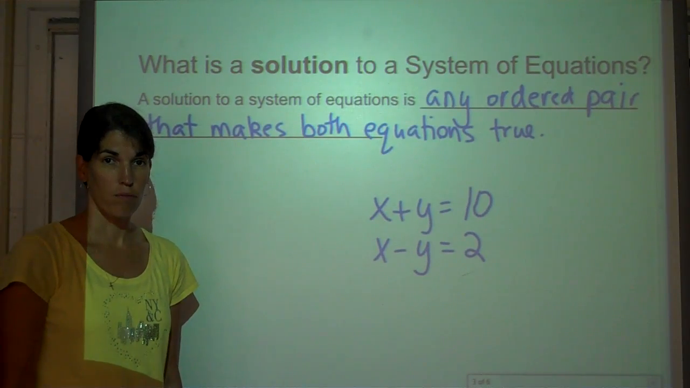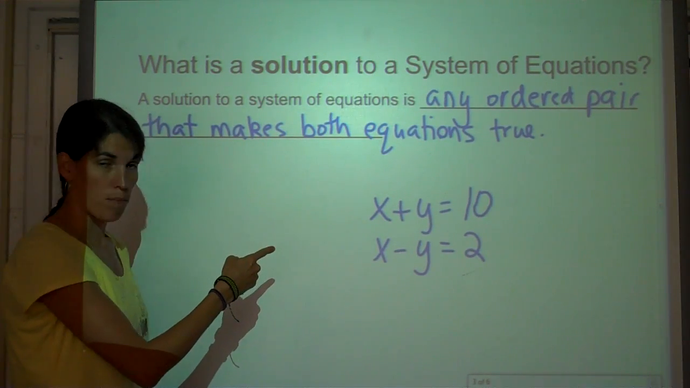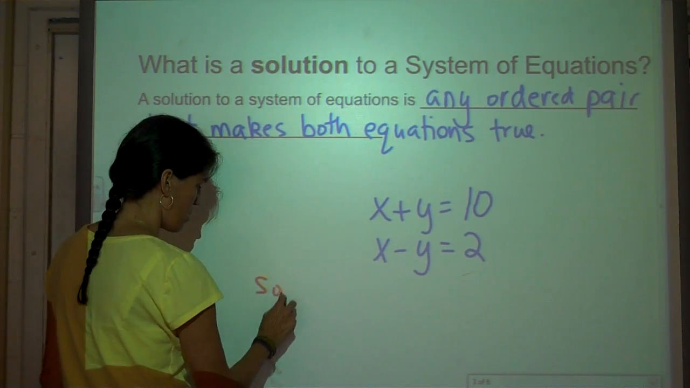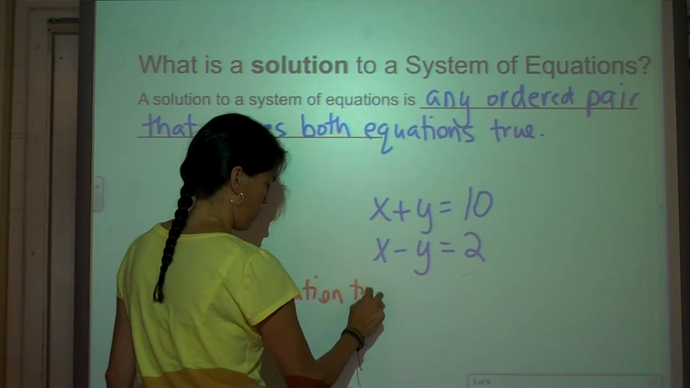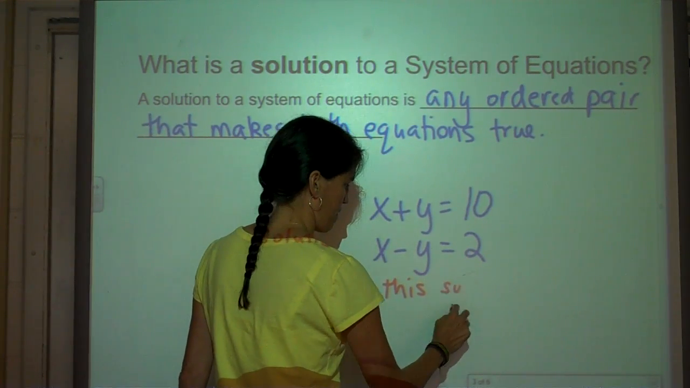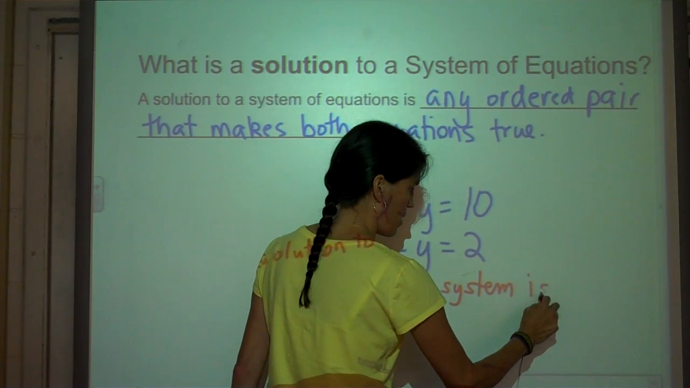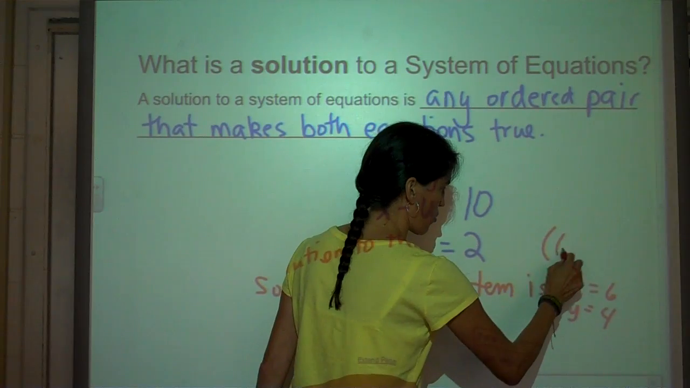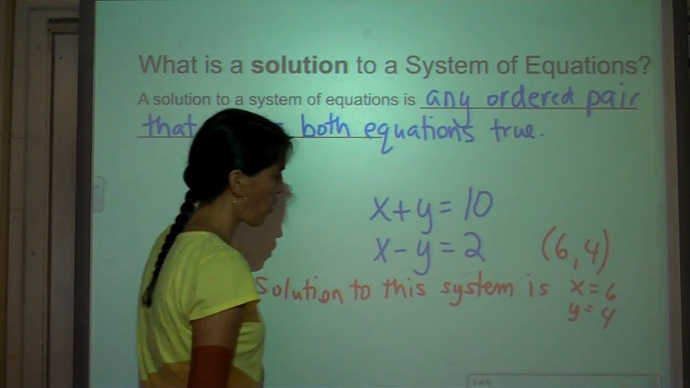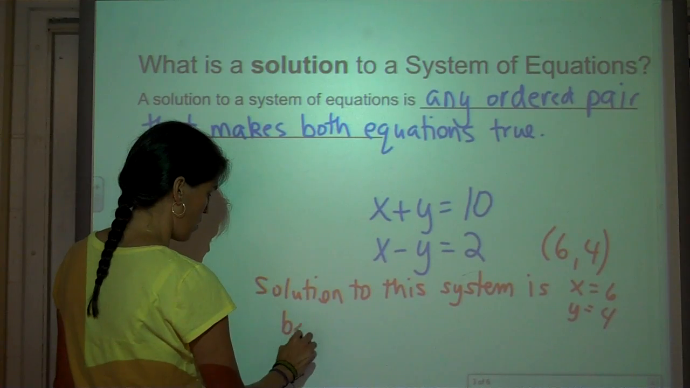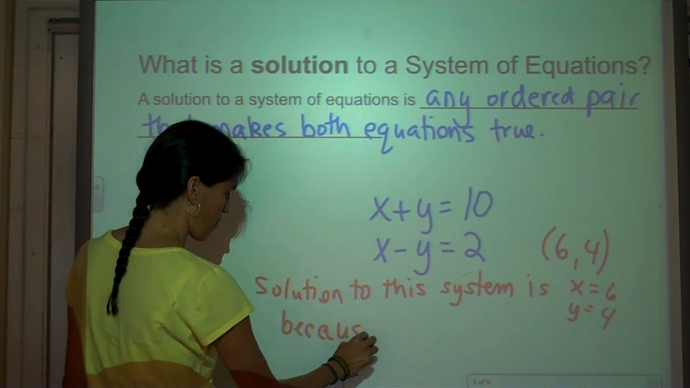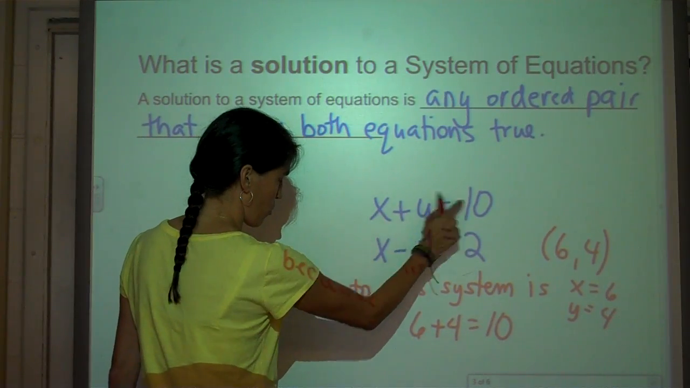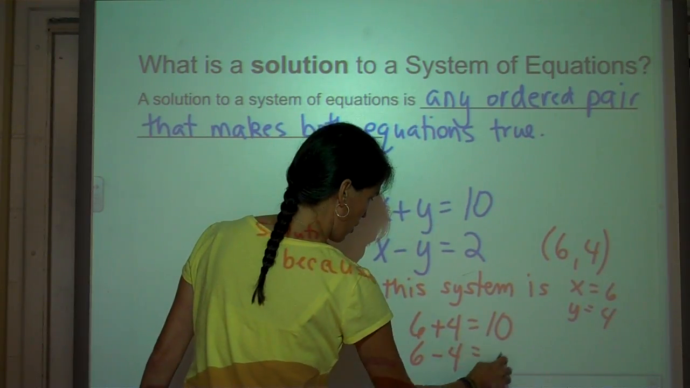Hopefully you figured it out. x has to be 6 and y has to be 4. So the solution to this system is x equals 6 and y equals 4, or you can also write it like this, because that's your x coordinate, that's your y coordinate. Sorry, my handwriting's not very good. Because 6 plus 4 equals 10, and 6 minus 4 equals 2.